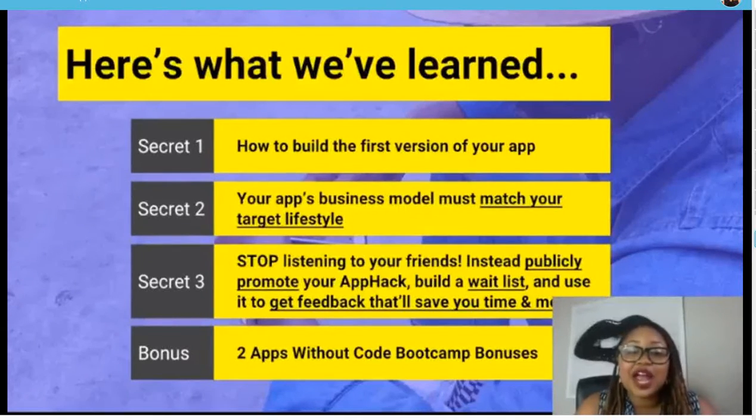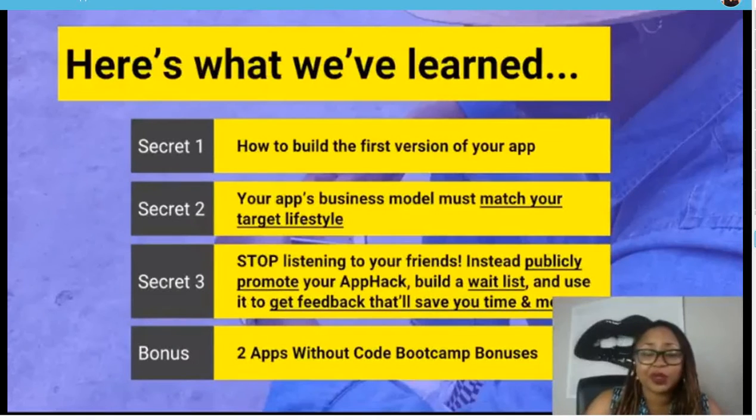Secret number 2, your app's business model must match your target lifestyle. Make sure that you've got 2 options that actually match up, not just a random hodgepodge of the business model that you were hoping was going to work with the lifestyle that you were hoping you were going to get. Secret number 3, stop listening to your friends. Instead, publicly promote your app hack. Build a wait list and use it to get feedback that's going to save you time and money.